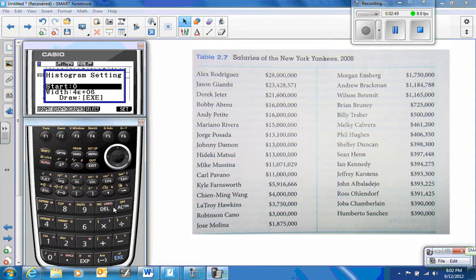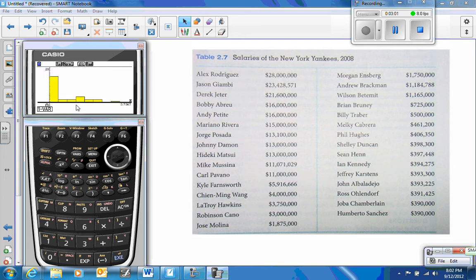Once you have that set up, I want to put in 4 million. So 4, 1, 2, 3, 1, 2, 3. So 4 million is my width. I'm going to hit execute. Now, in order to draw, I'm going to hit execute one more time. And this is your histogram.